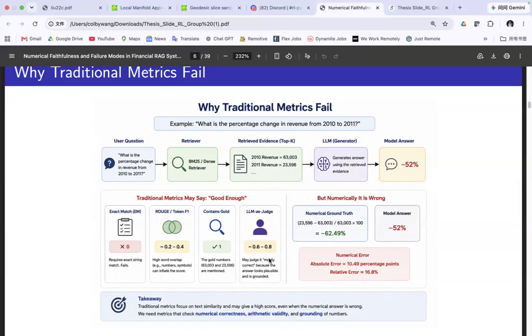And as a judge, maybe the large language model thinks the answer is mostly correct because it looks plausible and is grounded. So we can see that traditional metrics don't tell the whole story because they don't consider the numerical aspect, and we will give concrete examples of the aspects of numerical faithfulness. The takeaway is that traditional metrics mostly focus on textual similarity, and they may give a high score even though the answer could be wrong.